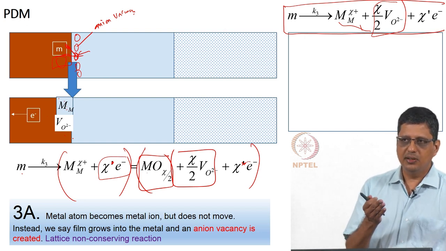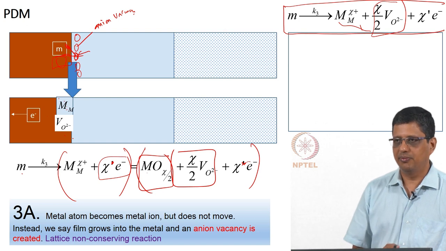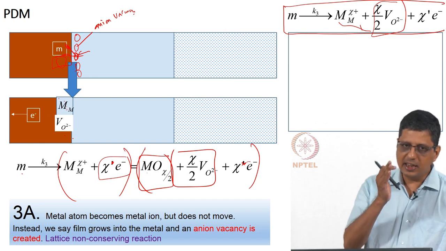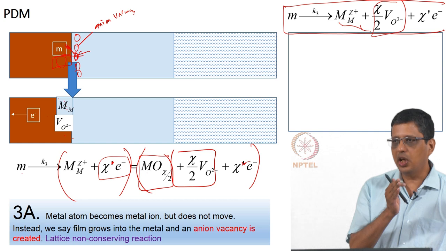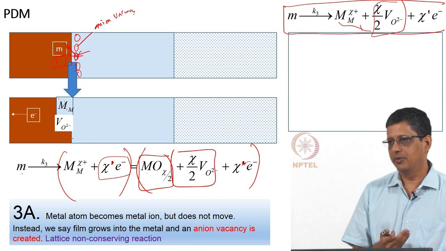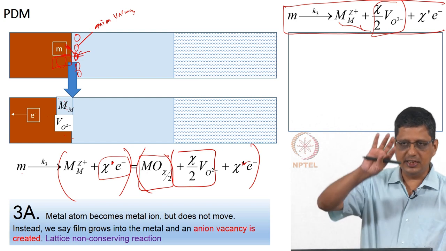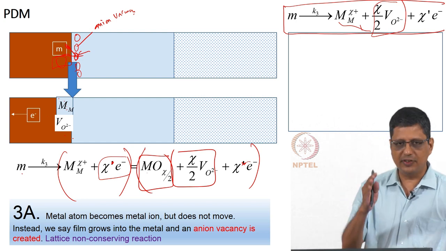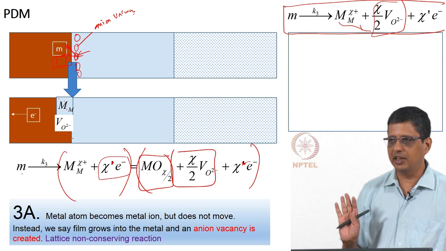Whenever cation is formed, we say oxygen vacancy is formed. Whenever cation is formed in the metal, it is no longer a metal. It is a film with oxygen vacancy. When a cation is formed and fills the vacancy right next to this interface in the film, we just say it is filling that vacancy.